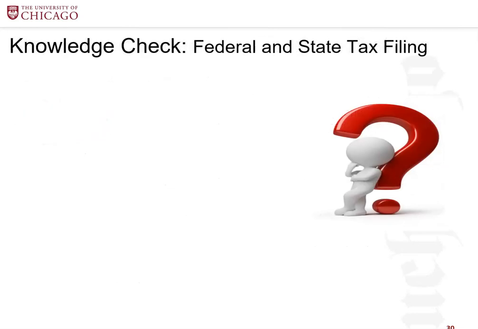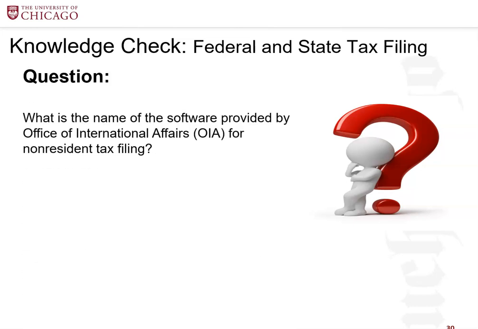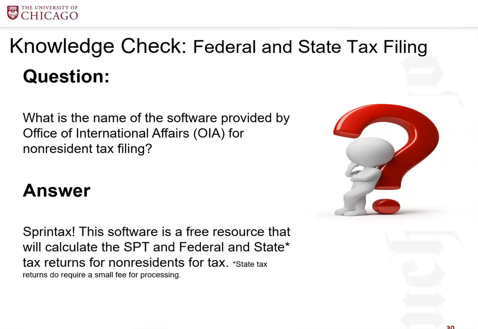Knowledge check for Section 5. What is the name of the software provided by OIA for non-resident tax filing? It is SprintTax. That is the software that is a free resource. It calculates your substantial presence test and your federal tax return for free, as well as a state tax return for a fee.